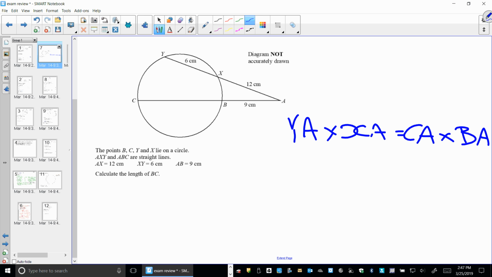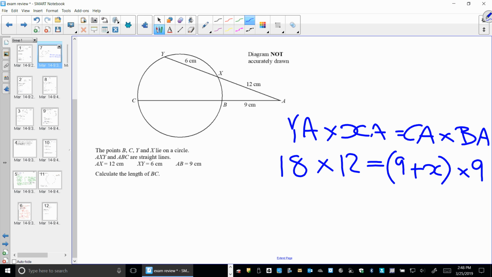Okay, so the very long bit: YA times XA is equal to CA times BA. So that's just a rule that you need to know. And then you just put these into this equation, like that.